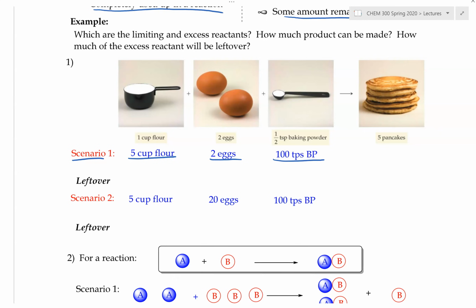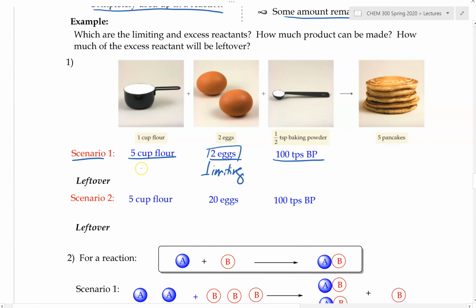In this case, we will see that based on the recipe, 1 cup of flour requires 2 eggs and 1/2 teaspoon of baking powder. And right now we have only 2 eggs. So these eggs seem to be the ingredient that we have the least of, right? In this case, this will be called the limiting reactant.